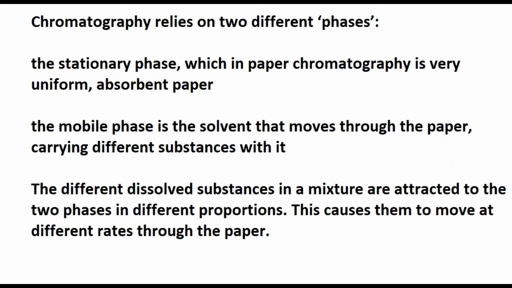Chromatography relies on two different phases. The stationary phase, which in paper chromatography is very uniform, absorbent paper. The mobile phase is the solvent that moves through the paper, carrying different substances with it. The different dissolved substances in the mixture are attracted to the two phases in different proportions. This causes them to move at different rates through the paper.